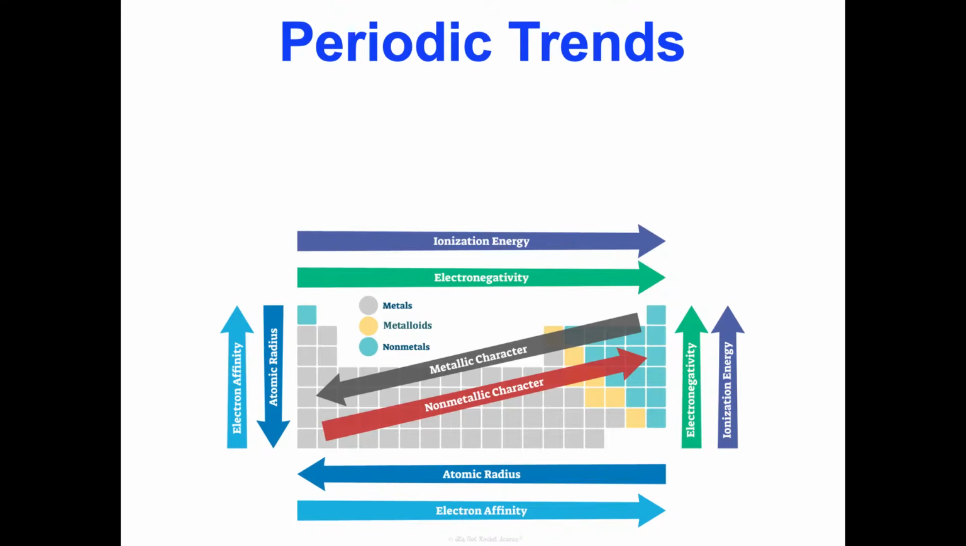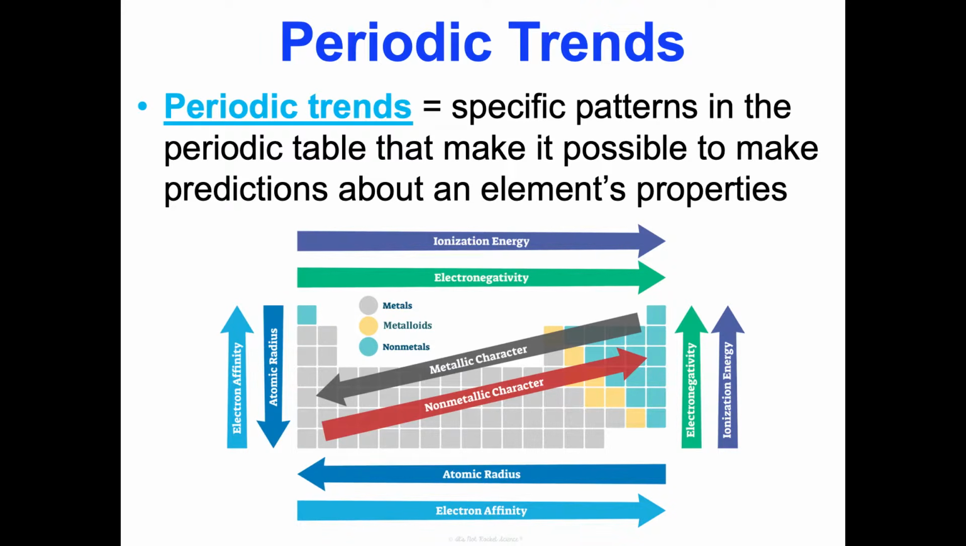So what are periodic trends? They are just specific patterns in the periodic table that make it possible to make predictions about an element's properties. We've already seen that based on an element's electrons, they will behave a certain way. And what we've seen is that elements in the same group have the same number of valence electrons and thus tend to have similar properties. And so a lot of this all comes together because of the electrons, but it gives us these patterns in the periodic table for atomic radius, for electronegativity, for reactivity, all of that. And so we're going to zoom in on some of these today.